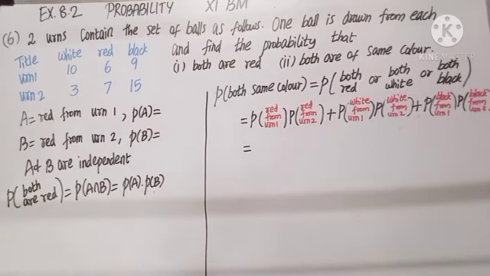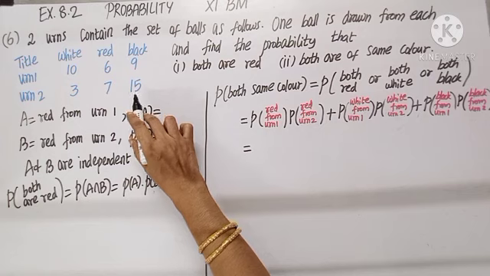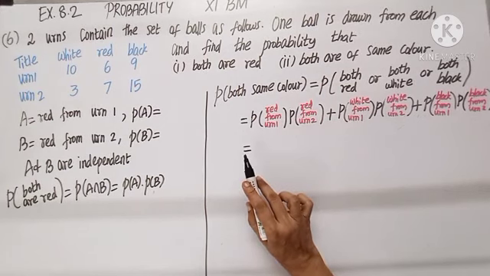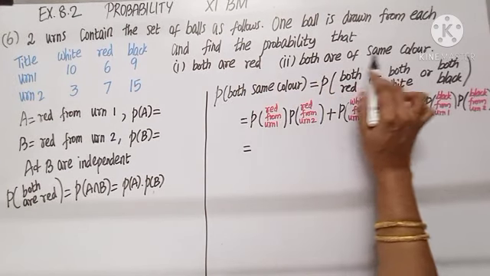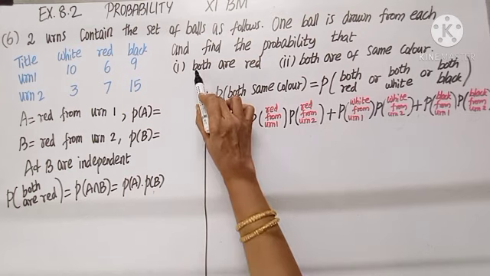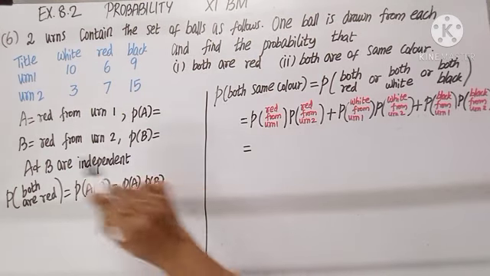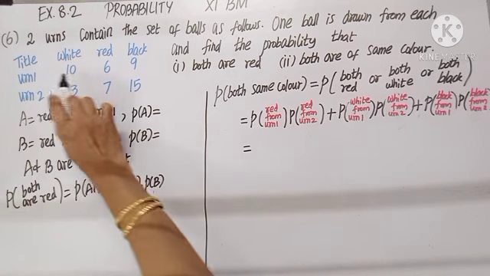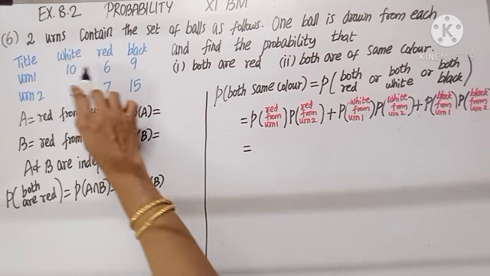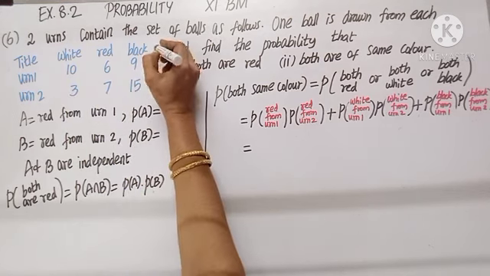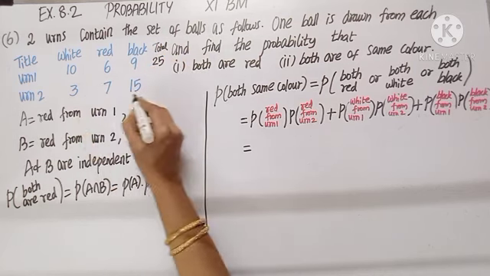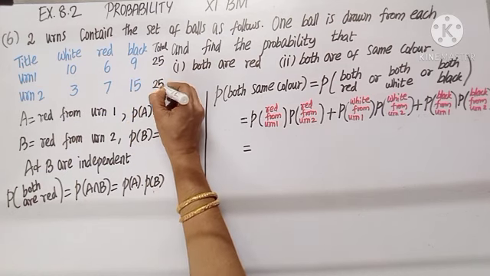Question number 16. 2 urns contain the set of balls as follows. 1 ball is drawn from each urn. Find the probability that both are red, both are of the same color. Both are red. Let me say A, the event red from urn 1. In urn 1, there are totally 16 plus 9, 25 balls. So total number of balls 25. In urn 2, there are again 25 balls.